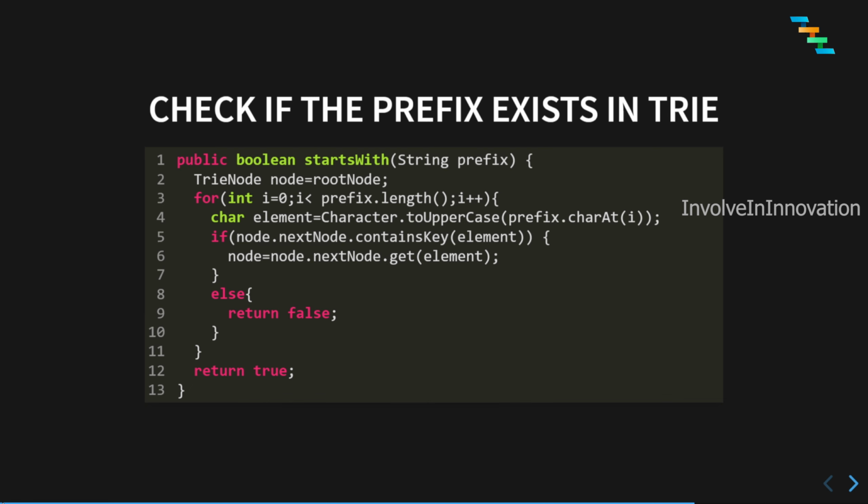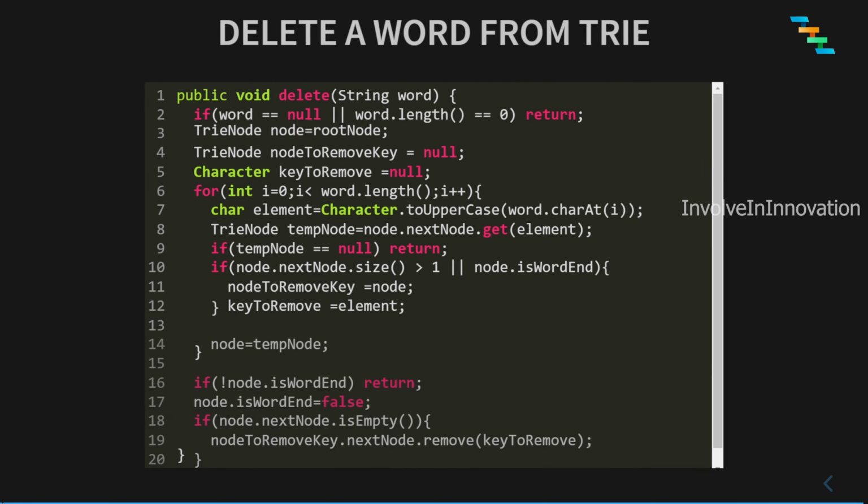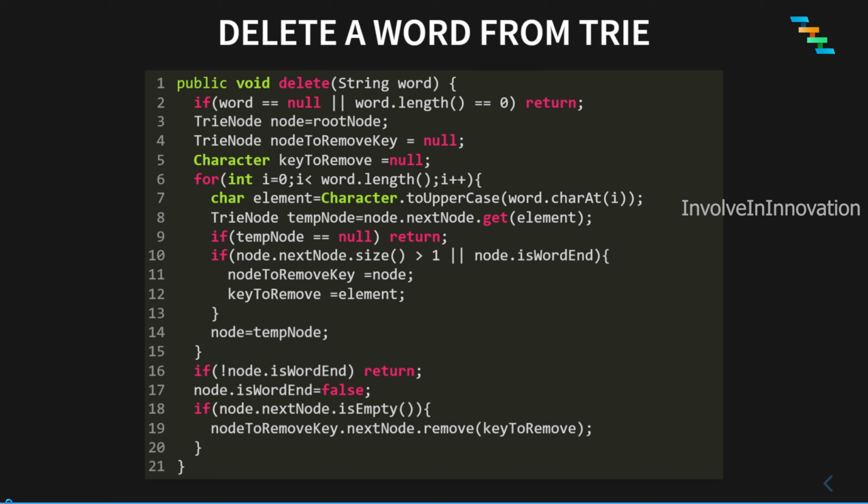So for delete, first we will check if the word is null or the word length is 0, then we return. Start with the root node. Here I will create two different placeholders, one to hold the node to remove the key from, and another to hold the character to remove. We will start with the 0th index. We will get the map associated with the node. So here we are getting the node associated with the element, and then we are checking if the node is null. If the node is null, that means this value is not even present in the trie, so we can return here.